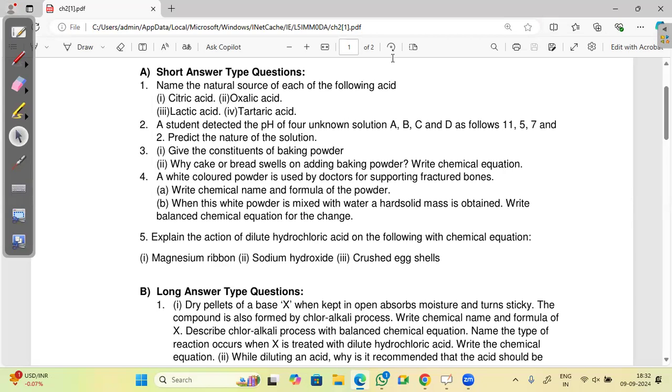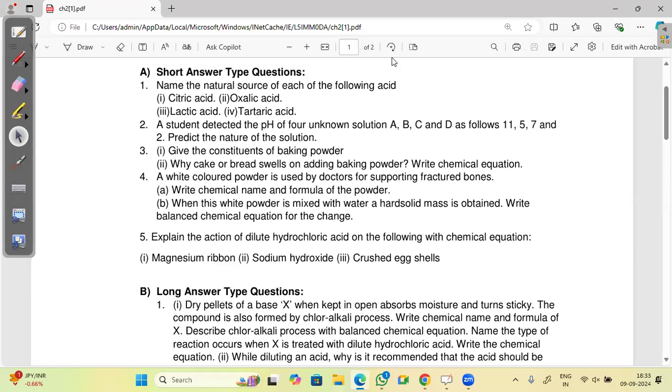A student detected the pH of 4 unknown solutions, A, B, C, and D as follows. Predict the nature of the solutions. The first one is highly basic. The second one is weakly acidic. The third one, pH 7, is neutral. And the fourth one, pH 2, is strongly acidic. Then give the constituents of baking powder.